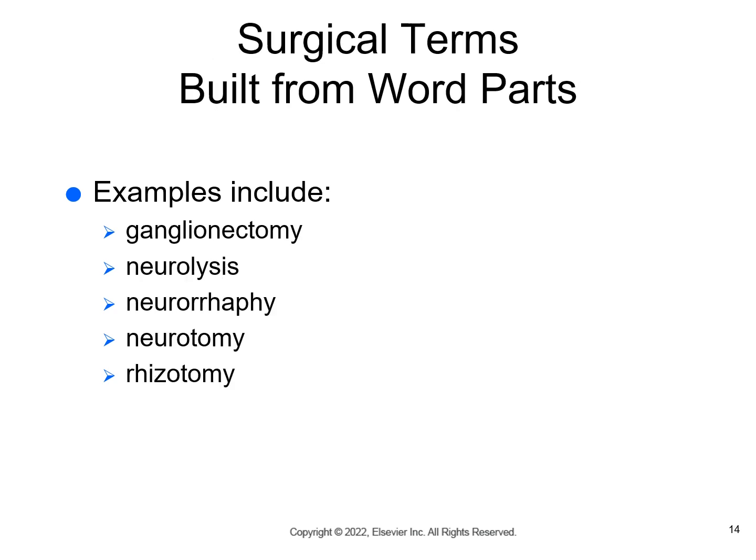So let's look at some surgical terms, and these are built from word parts. First one is ganglionectomy, and this is the excision of a ganglion, and we see this not uncommonly when someone has a ganglion cyst that is painful, uncomfortable, limits movement, and sometimes affects the nerves and causes some tingling or nerve effect in that area, so a lot of times they would do this type of procedure.